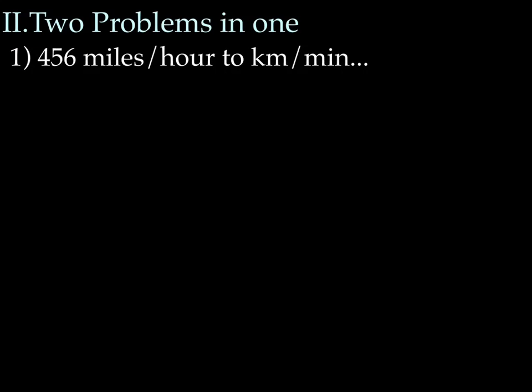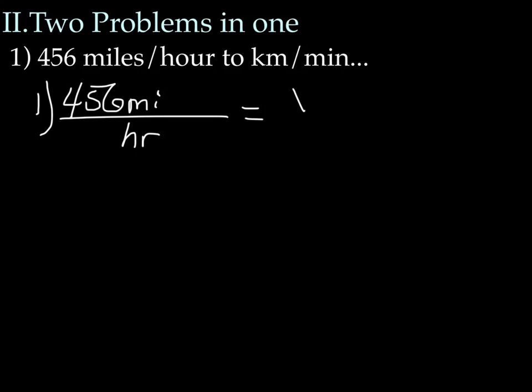Next, let's try to do 2 problems in one. So we're going to do the problem 456 miles per hour to kilometers per minute. All right, when I rewrite the math problem, I'm going to write it as 456 miles per hour equals x kilometers per minute. Okay. Next, I'm going to say it's 456 over 1, which hopefully you guys know is the same as writing 456. It's just easier for these problems. So now I have 456 miles per 1 hour equals X kilometers, and we also don't know what that is in minutes. So I'm going to put X minutes.